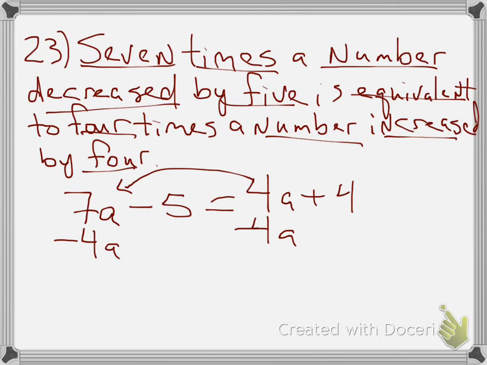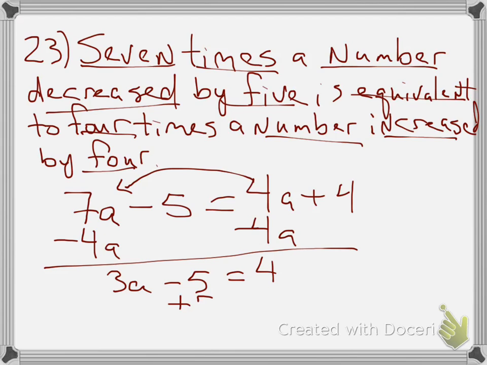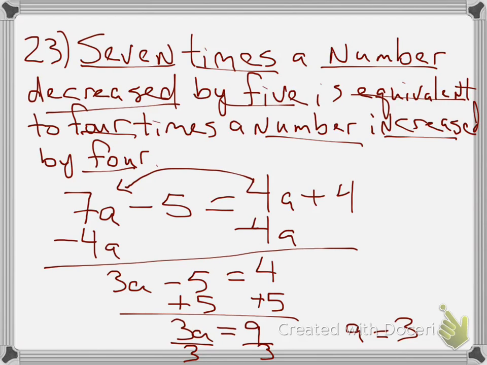Oh, that was horrible. Let's try that again. 3a minus 5 is 4, plus 5, plus 5. You get 3a. Okay, someone came in, so they threw me off a little bit, but you can see here how I solved the rest of this. I added 5, and then I divided by 3 to get an answer of a equals 3. So notice, variables to the left, numbers to the right, and then I can divide, and I have my answer.